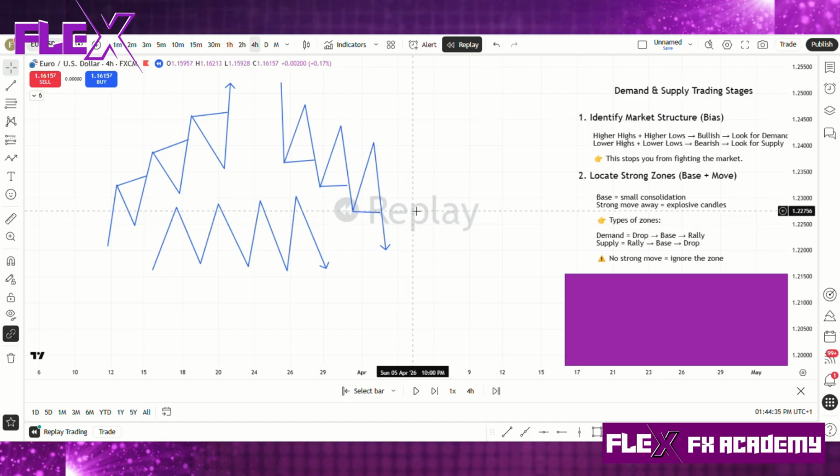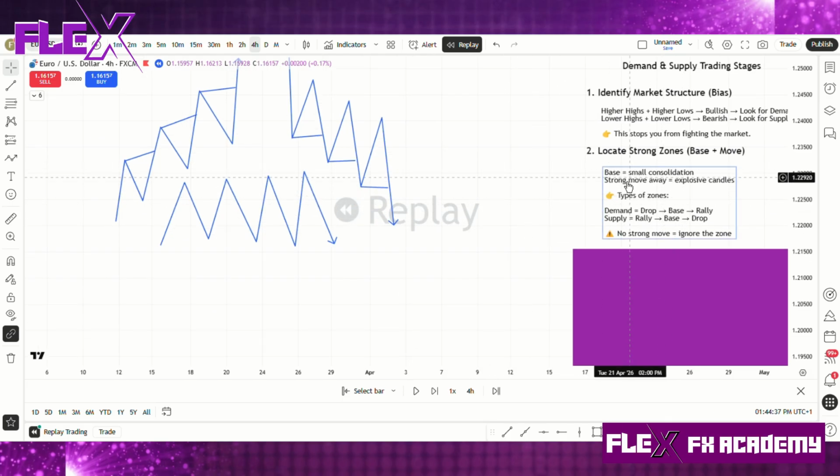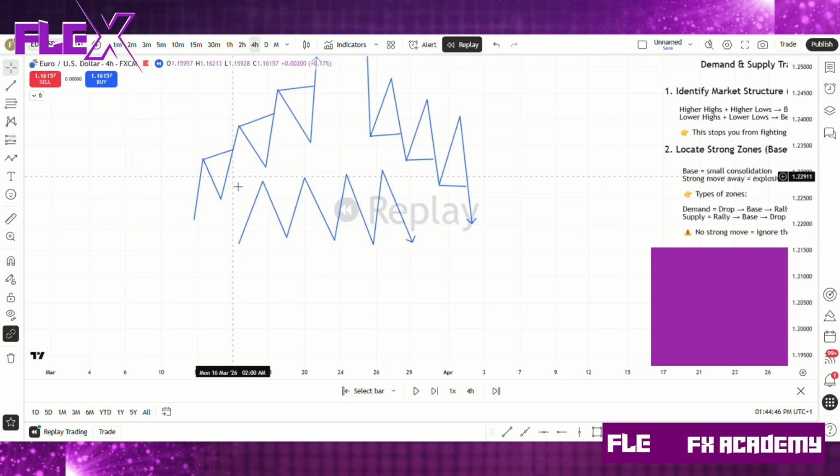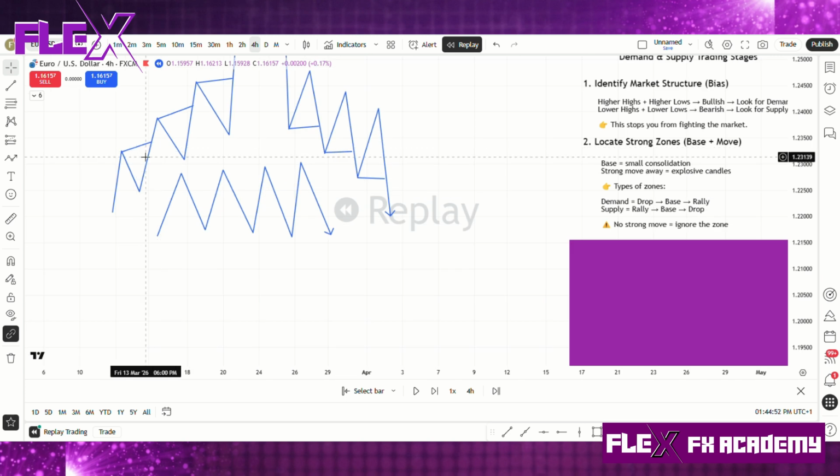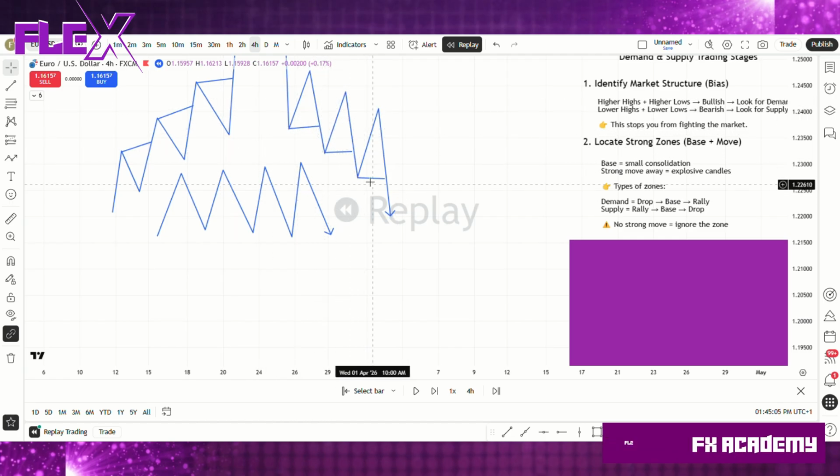All right. So once we see those, we identify our demand, and then we also identify our supply. For a demand zone, what we're looking for is a drop-base-rally. Markets coming in, giving us a base, and then rallying up is what we're looking for. Or for the supply zone, which is the bearish market, what we're looking for is a rally-base-drop.